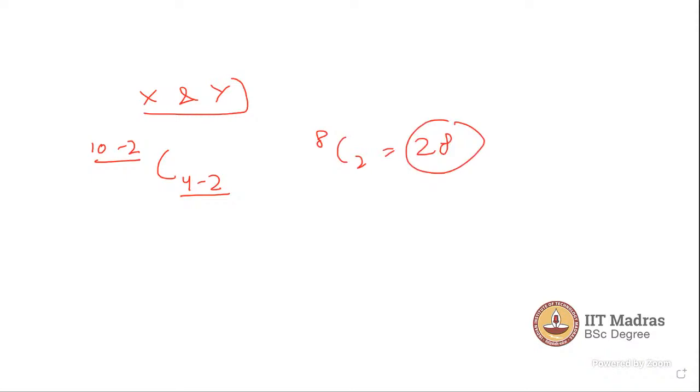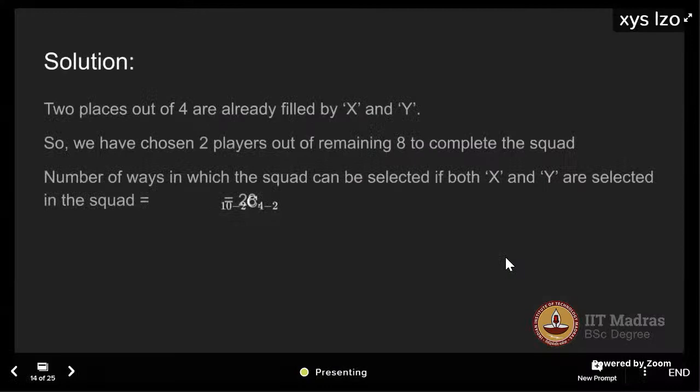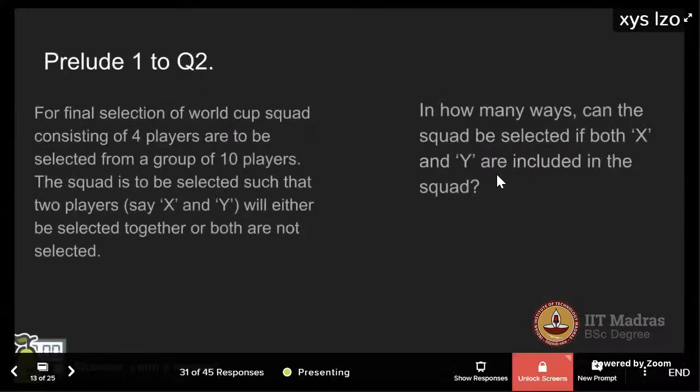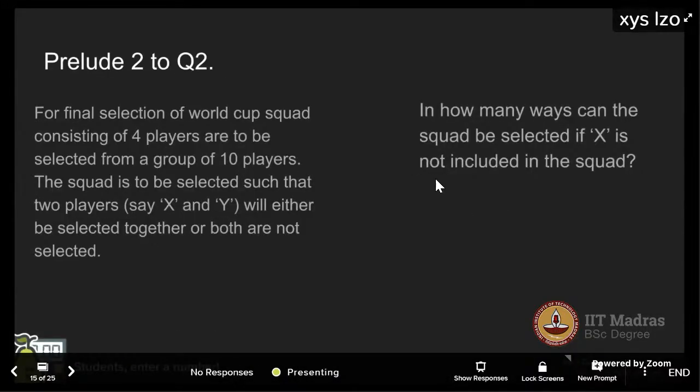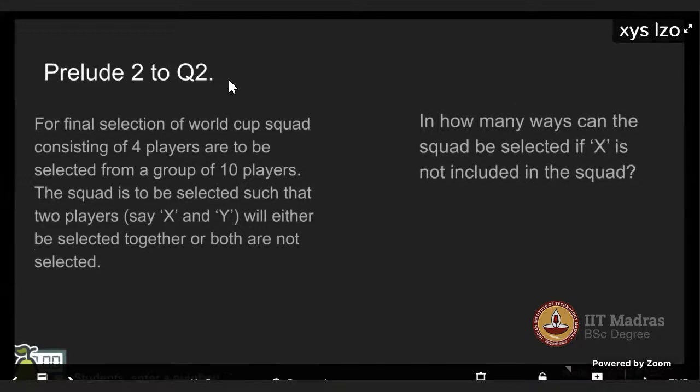Then the not selected case. That's the next question, I think. The question is that both are included in the squad, right? This is the case, and this is a question here. Yeah, that's the prelude. So the next one is the one you are saying: if X is not included in the squad, you have to do that. Okay, let's see quickly.